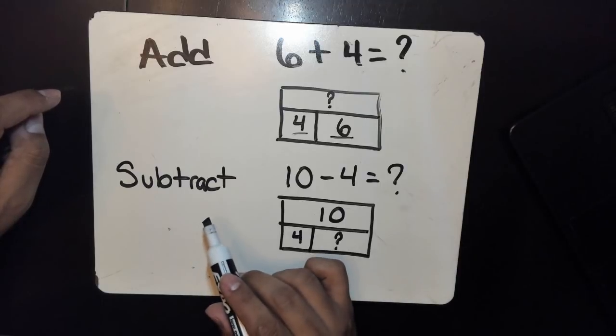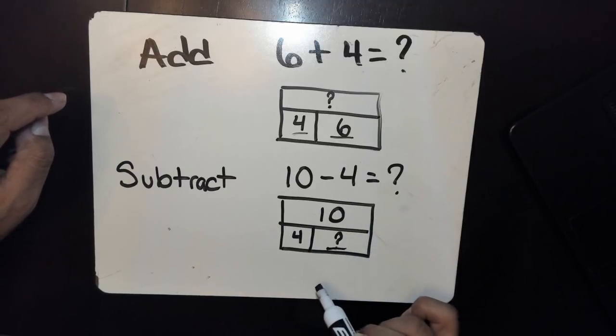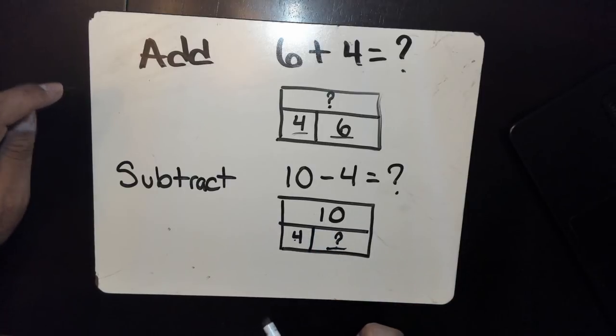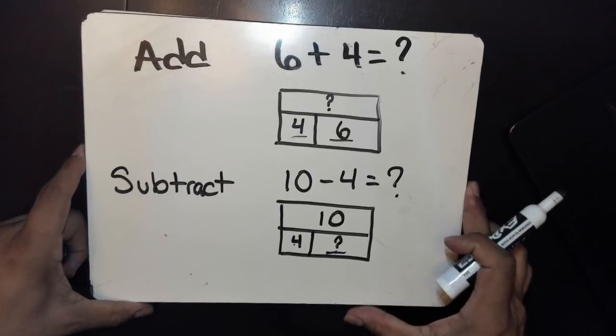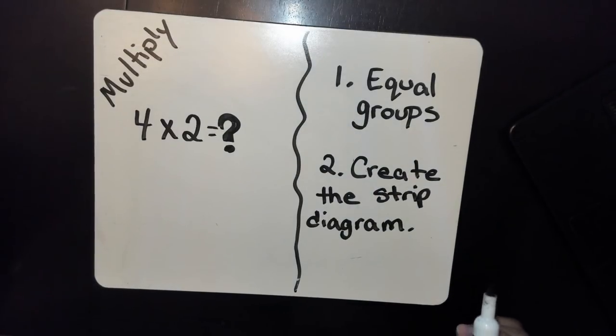In subtraction, 10 minus 4, we're missing a part. So we've got the total and a part, but we're missing the other part. Well, in multiplication, we've got to do two steps.